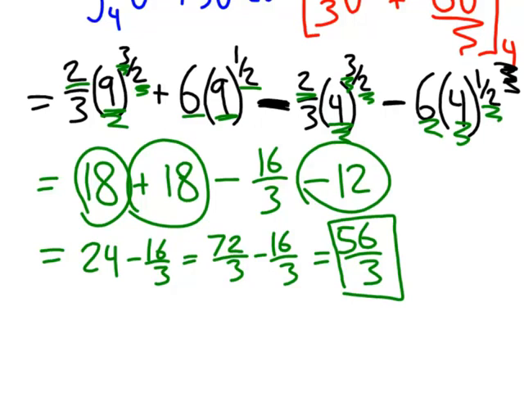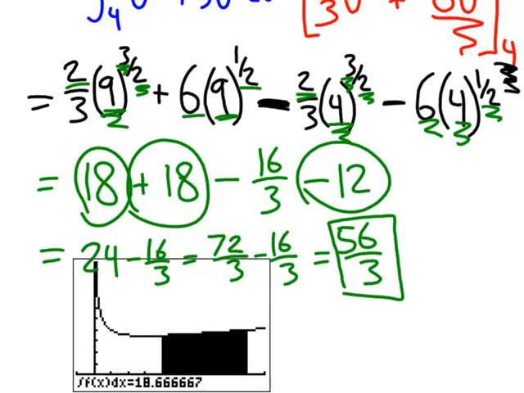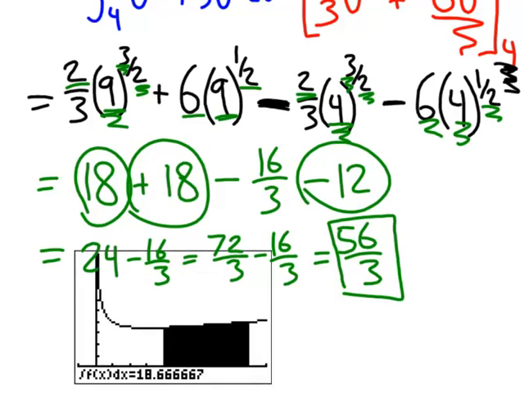And just to make sure I haven't made any mistakes, I'll show you the same deal. This time I'll just bring the results up here. This is the calculator's version of the definite integral. And 18.666666 repeating, that is the same as 56 over 3, so I know I've done this correctly.